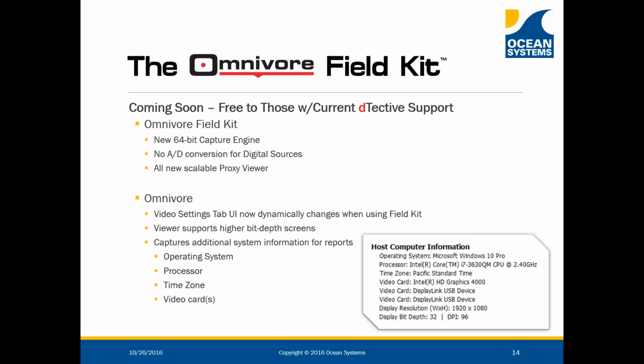So what are we doing with the field kit? The field kit development, we're going to be releasing a new version, an update to the Omnivore field kit and Omnivore software very soon, which again will be free to those in detective support. We've integrated a new 64-bit capture engine. One of the key things there being that means no more A to D conversion if you're capturing from digital sources. So if you're capturing from HDMI or a digital DVI output source, no more AD conversions involved.